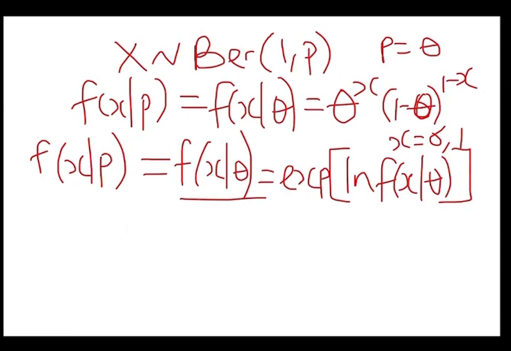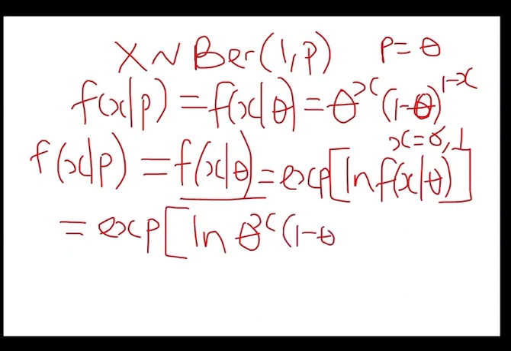So the bottom line is, f of x given theta is going to be equal to exponential of ln f of x given theta. So what I'm going to do now is write this in terms of ln. What is f of x given theta? That is the distribution under investigation, with 1 minus theta. Take a look at that. Now all I need to do is simplify.